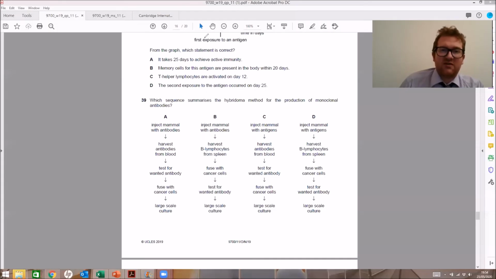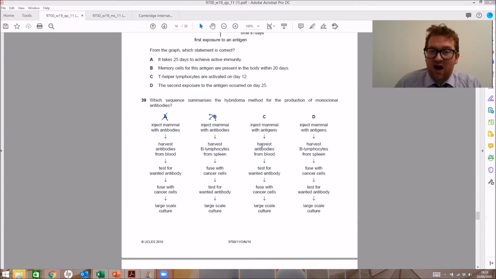Question 39, which statement summarizes the hybridoma method for production of monoclonal antibodies? Okay, so what would normally happen is that you would inject a mouse or a small mammal with a particular pathogen or antigens of that pathogen. With that in mind, we can eliminate option A and B. We're not going to inject them with antibodies because that would create a passive immunity, and we want an active one where the mammal is actively producing the antibodies for a particular antigen.